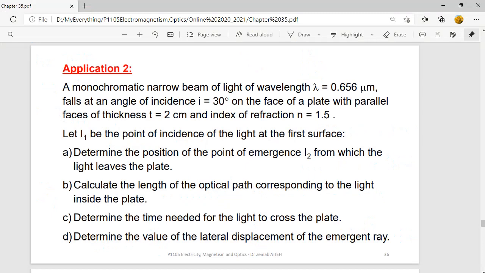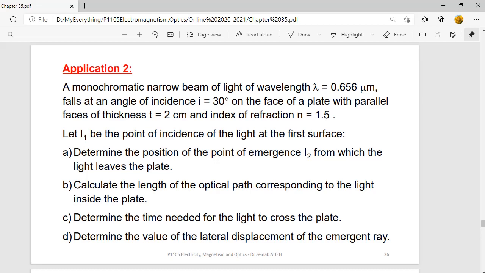Let's now move on. A monochromatic narrow beam of light of wavelength lambda equals 0.656 micrometer falls at an angle of incidence I equals 30 degrees on the face of a plate with parallel faces of thickness T equals 2 cm and index of refraction N equals 1.5. Let I1 be the point of incidence of the light at the first surface. Determine the position of the point of emergence I2 from which the light leaves the plate.